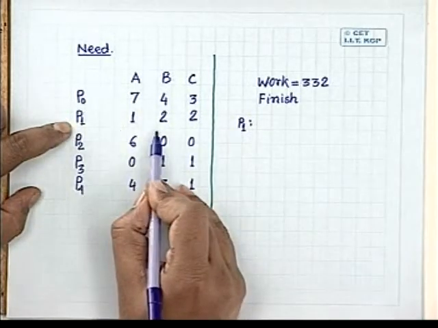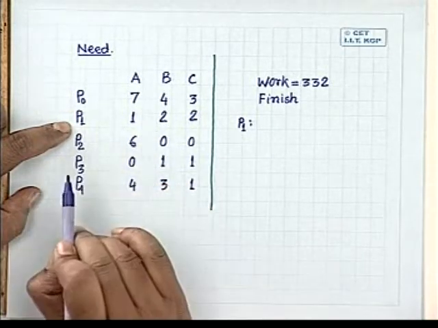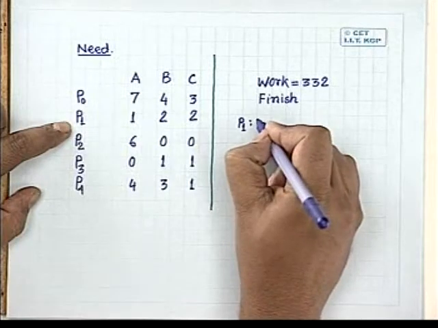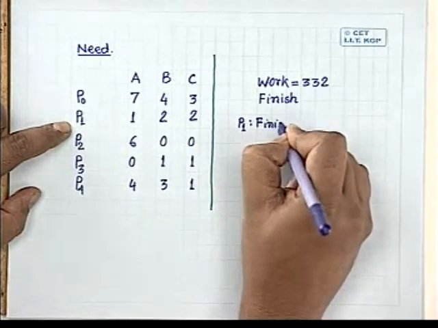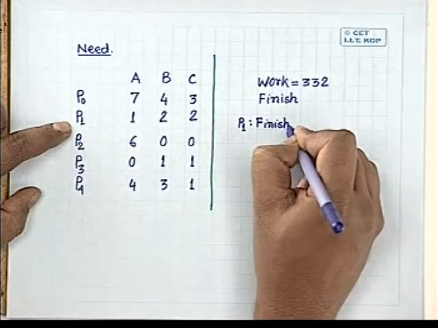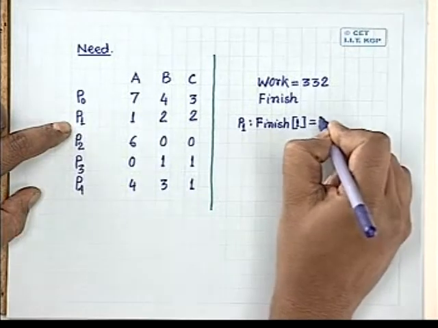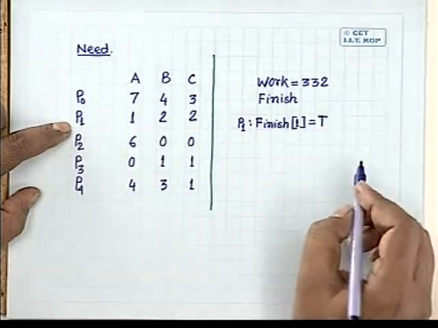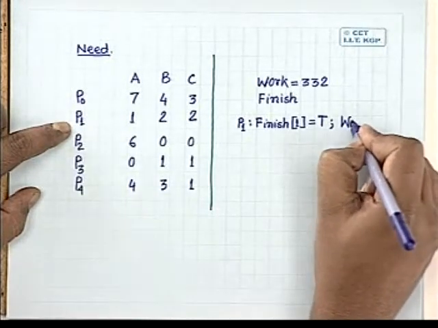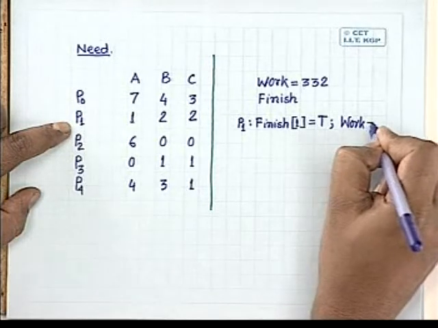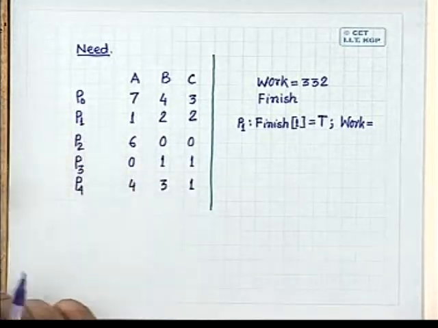So P1 can complete its operation, and since P1 can complete, we set finish of 1 equal to true. And we also make work equal to work plus allocation I. Now what is allocation I?